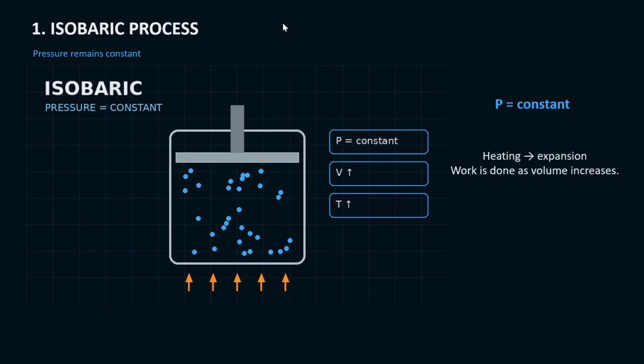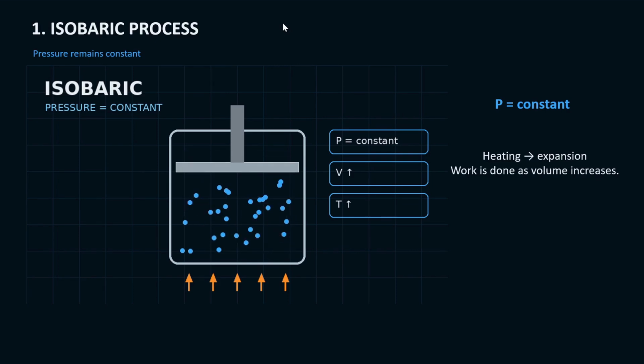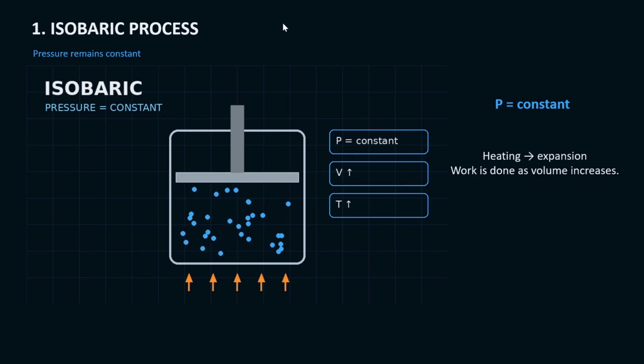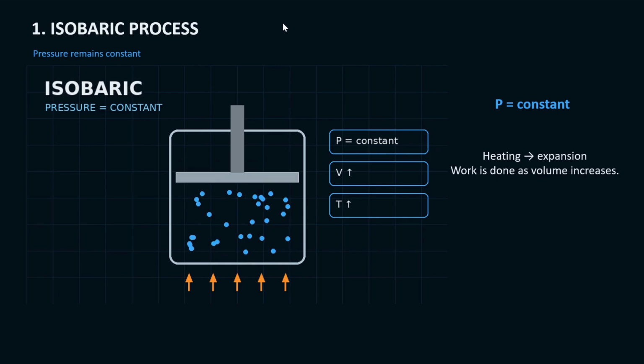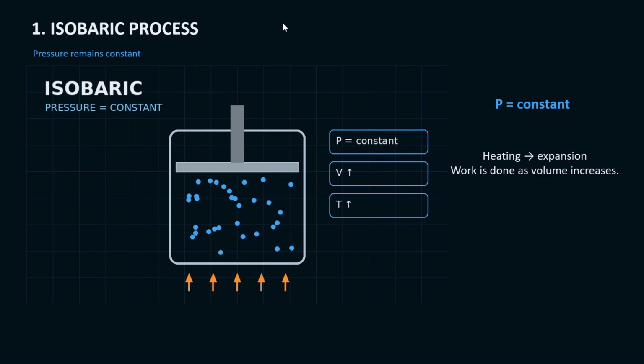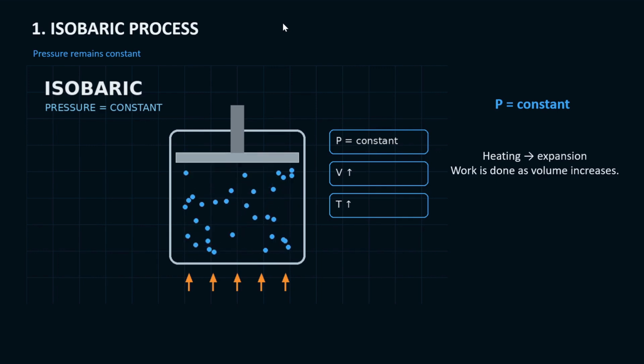Therefore, the defining condition of an isobaric process is pressure equals constant. In a constant pressure process, the gas can perform work and its volume increases. On a pressure-volume diagram, an isobaric process is represented by a horizontal line.